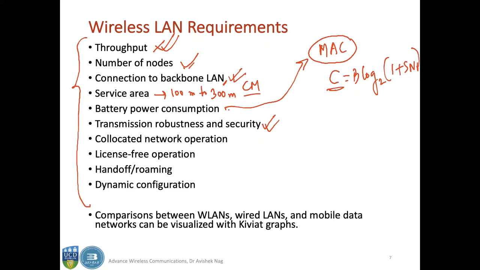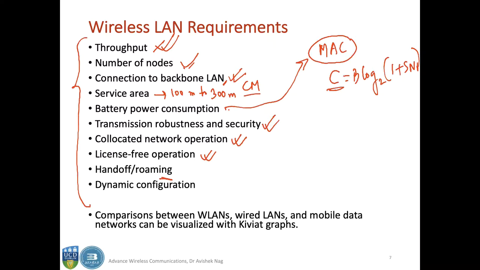So comparisons between WLANs, wired LANs, and mobile data networks can be visualized using TVR graphs. They are basically visual representations across different axes, and these axes represent different performance indicators. For example, data rate is one performance indicator, LAN interconnect is another, users per network is another, and mobility, transmitter size and power are also performance indicators. You can compare different technologies using these graphs, where the advantages over one performance indicator can be shown visually.